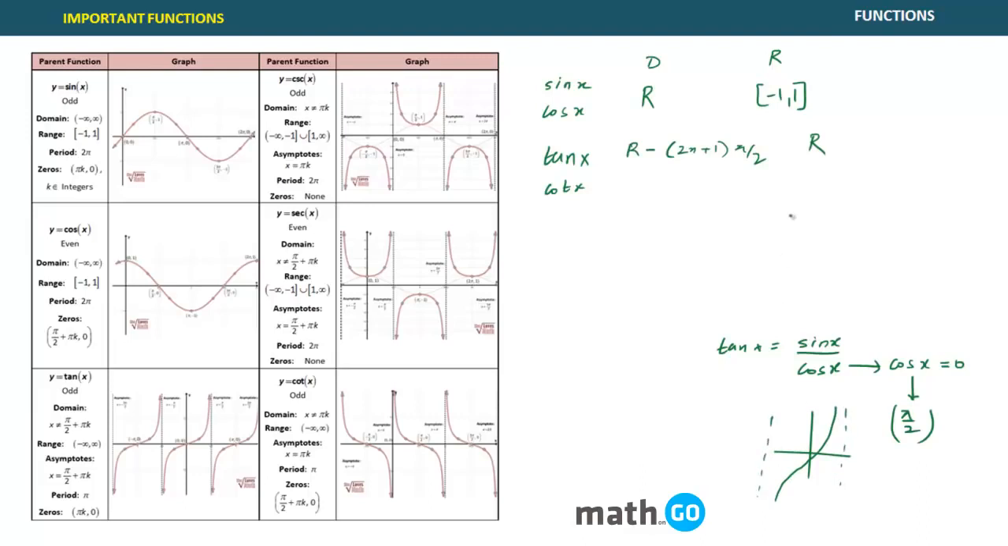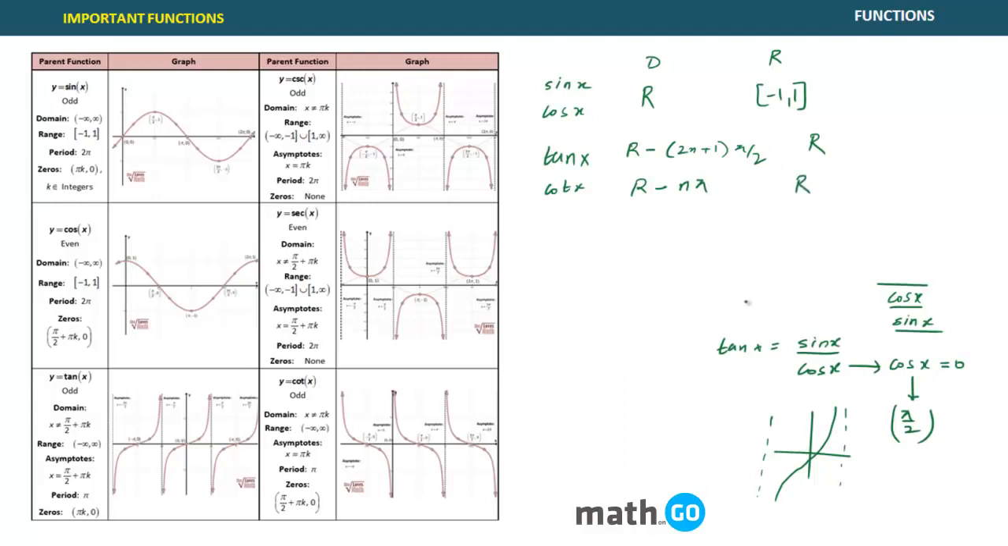So it can return you any answer. Similarly for cot x, do it yourself. For cot x we have cos x by sin x. So whenever sin x is becoming 0, then you will have a problem here. So it is minus n pi. Again it will take all values.